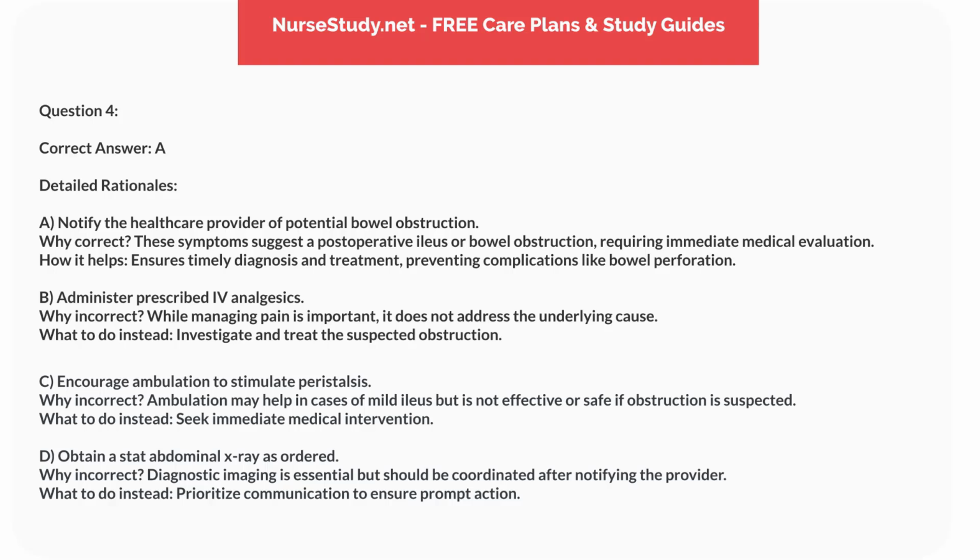B. Administer prescribed IV analgesics. Why incorrect? While managing pain is important, it does not address the underlying cause. What to do instead: investigate and treat the suspected obstruction. C. Encourage ambulation to stimulate peristalsis. Why incorrect? Ambulation may help in cases of mild ileus, but is not effective or safe if obstruction is suspected. What to do instead: seek immediate medical intervention.